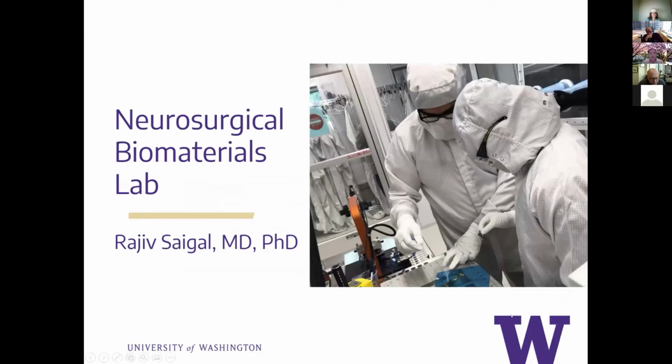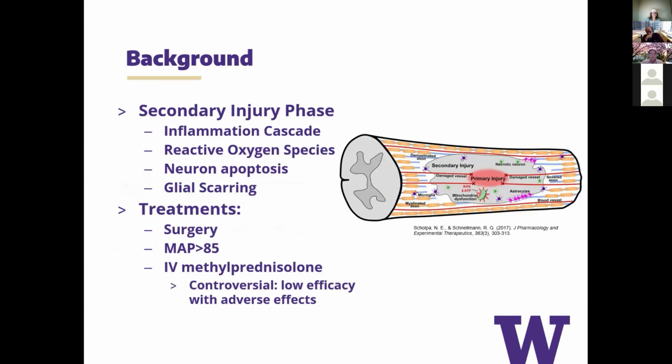Very good. So I will talk to you a little bit about the work we're doing in the Neurosurgical Biomaterials Lab. Shown here is a picture of a couple of my students. We do a lot of work in the clean room at the Washington Manufacturing Facility, which is here on campus. And we've enjoyed taking advantage of a lot of the high-tech equipment and resources at the University of Washington. The research in my lab is primarily focused on spinal cord injury, with a few secondary projects related to spine surgery, but with spinal cord injury being the main focus.